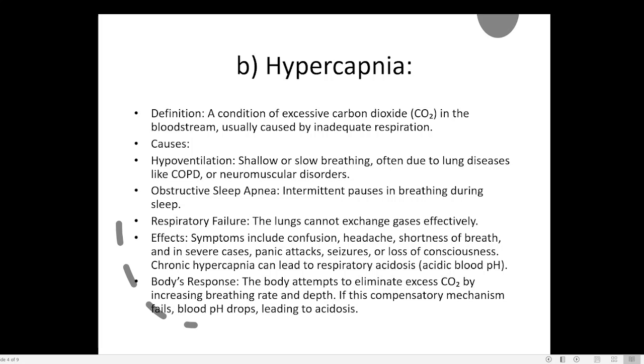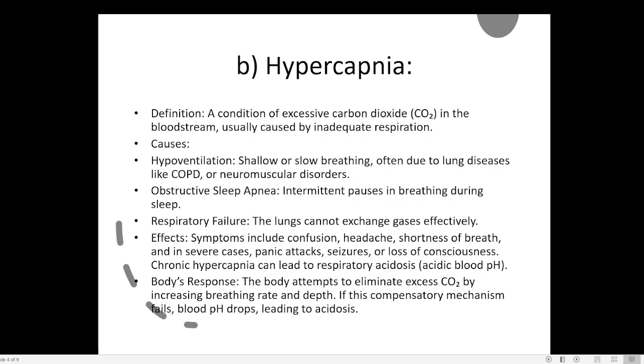Then respiratory failure. The lungs cannot exchange gas effectively. If the lungs are not working properly, their efficiency has decreased, so their ability to pump out carbon dioxide has decreased. That will lead to carbon dioxide retention or a higher carbon dioxide content in your blood and body. So here we have seen the causes of hypercapnia, and now we will see the effects of hypercapnia.